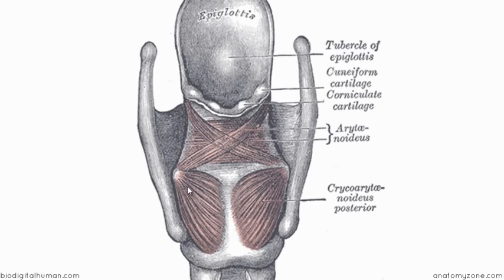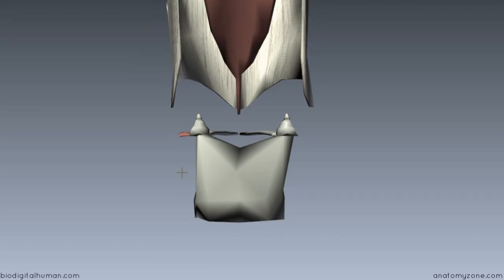And then you've got the posterior cricoarytenoid muscles attaching on the oval depressions on either side of the midline of the posterior surface of the cricoid cartilage. These muscles insert onto the muscular process of the arytenoid cartilage. If you remember, the arytenoid cartilage has two processes. You've got the muscular process, which sticks out posteriorly and laterally, and the vocal process, which sticks out anteriorly and serves as a point of attachment for the vocal ligament.